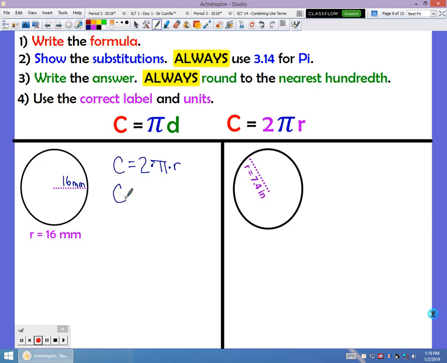So I don't know my circumference. 2 stays 2. Pi, we're going to substitute with 3.14. And I have my radius, which is 16. So now I'm going to use my calculator, multiply straight across, round to the nearest hundredth if I need to, and I end up with 100.48, 2 numbers past the decimal. I need to do my final step, which is to label. So we have 100.48 millimeters.